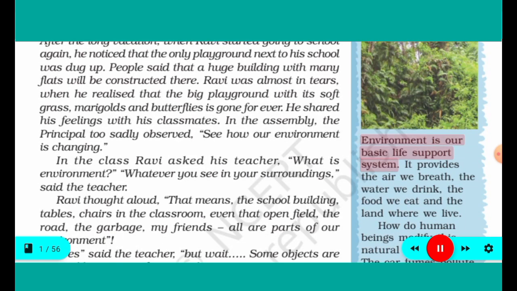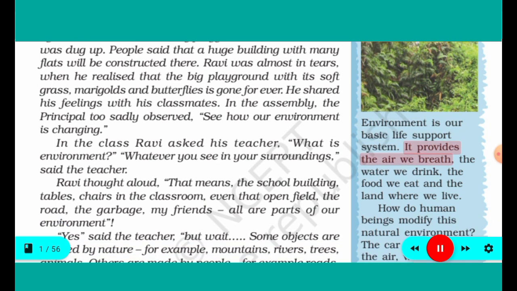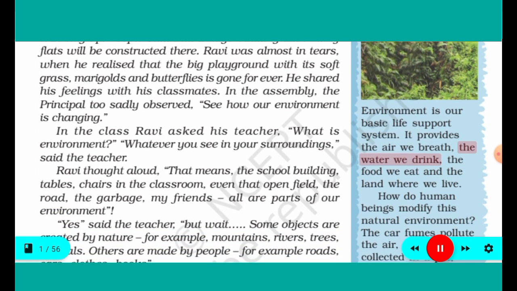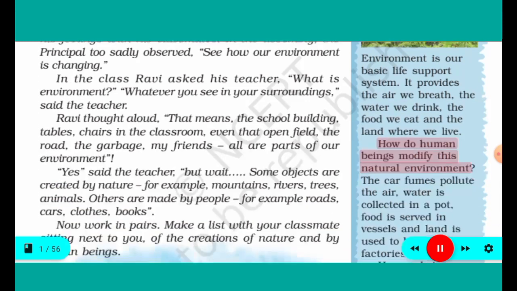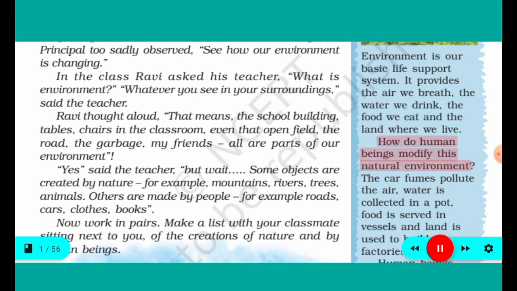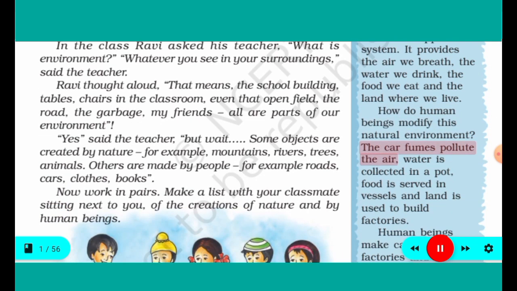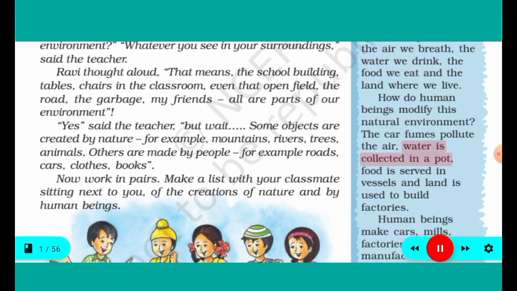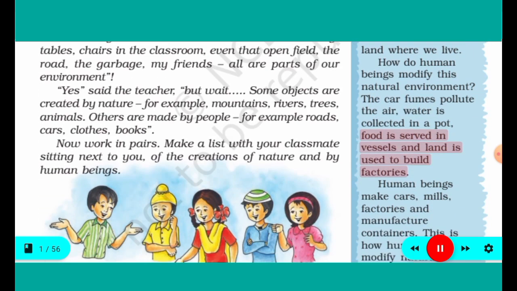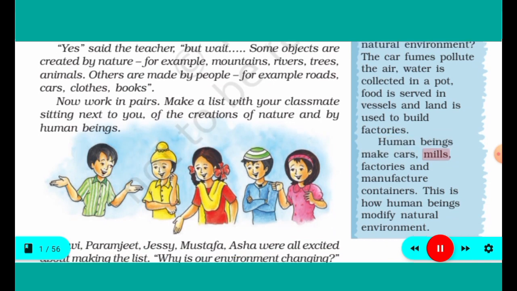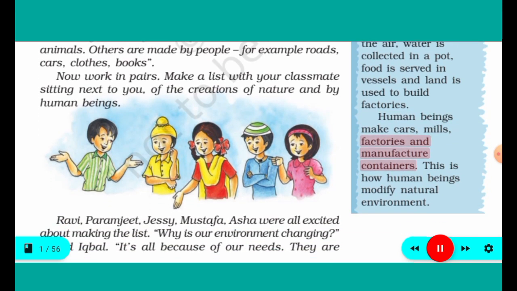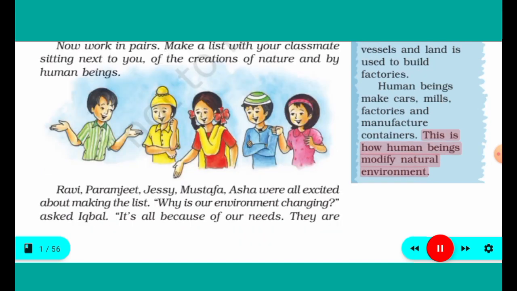Environment is our basic life support system. It provides the air we breathe, the water we drink, the food we eat and the land where we live. How do human beings modify this natural environment? The car fumes pollute the air. Water is collected in a pot. Food is served in vessels and land is used to build factories. Human beings make cars, mills, factories and manufacture containers. This is how human beings modify natural environment.